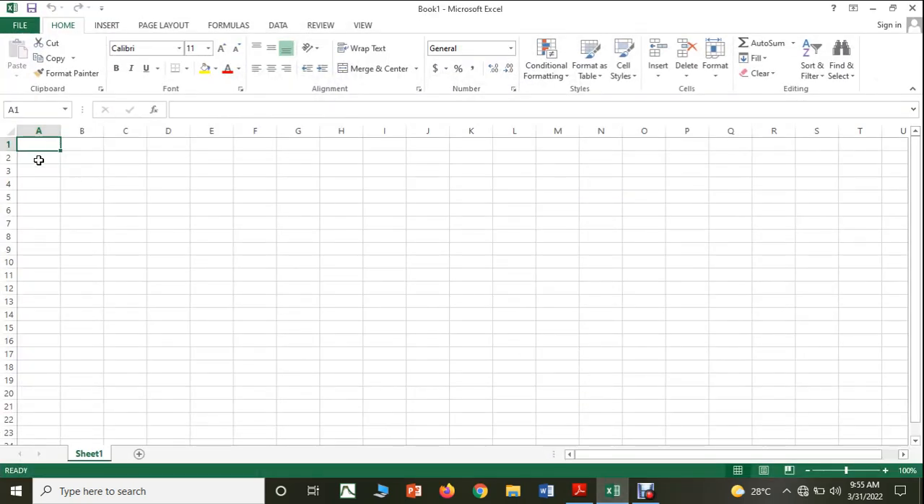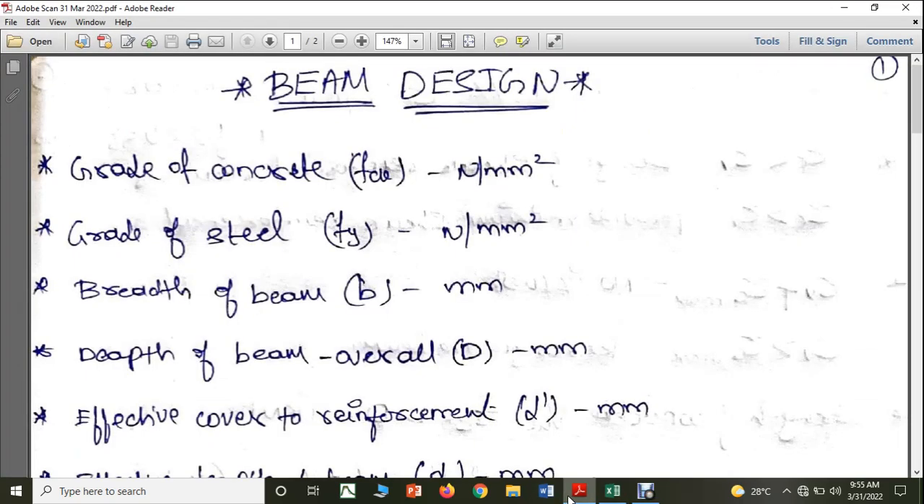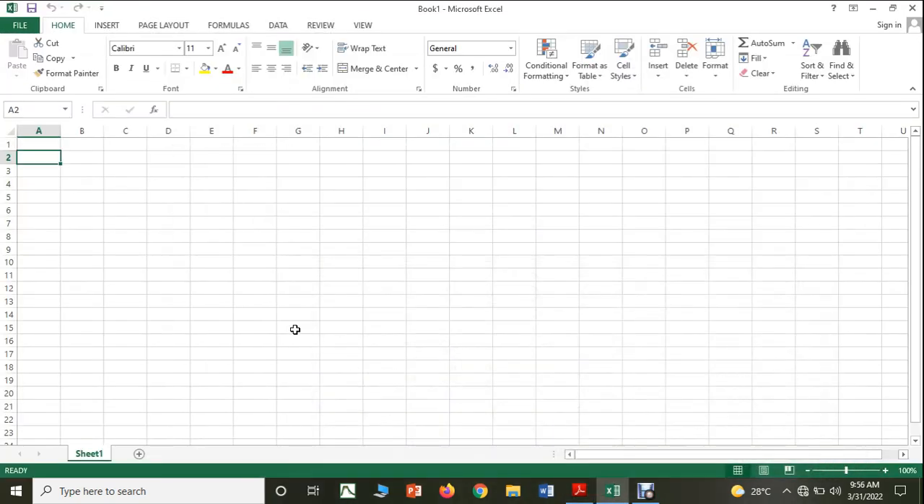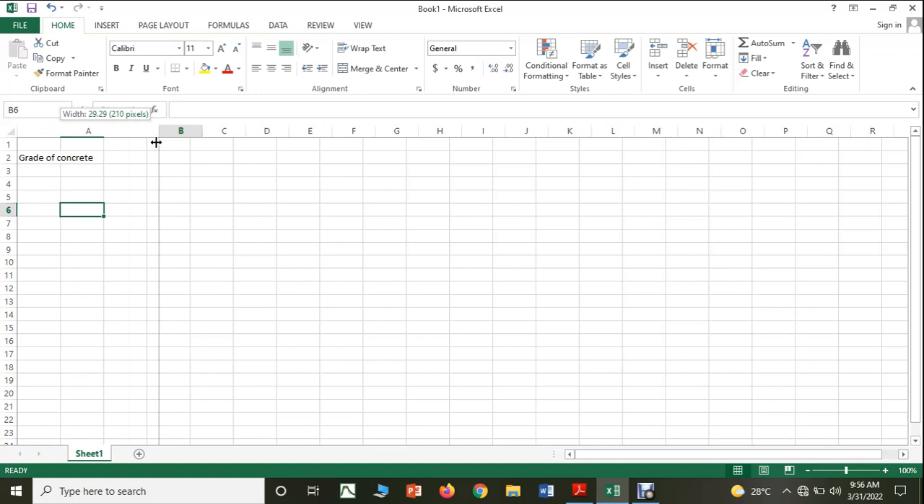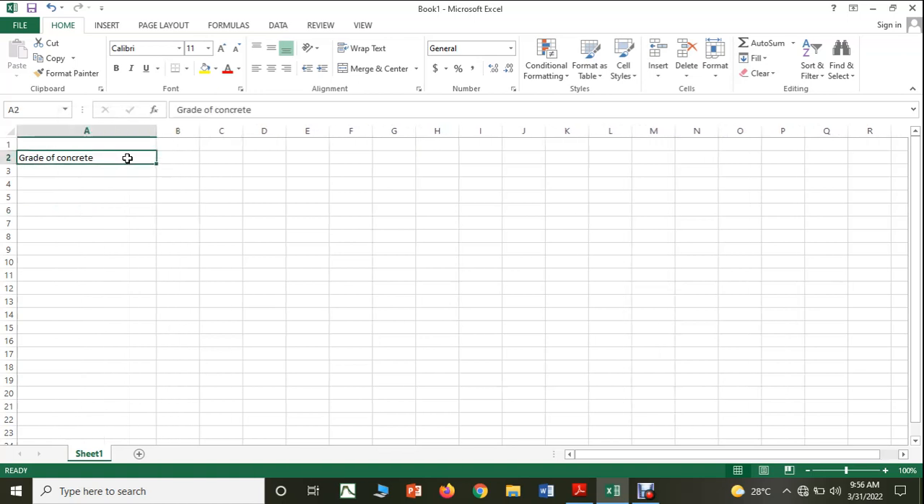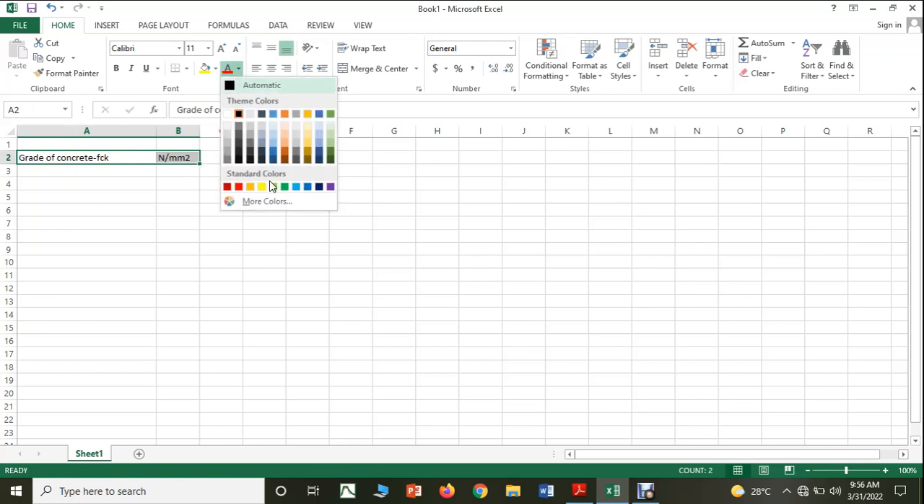Okay, so now when it comes to the design of the beam, as usual, the first and foremost step is the grade of concrete. So definitely the grade of concrete will be represented as FCK, and the unit of this will be Newton per mm square. Let us give the grade of concrete as 25. And since it is an input value, we are supposed to give this in the red green color.